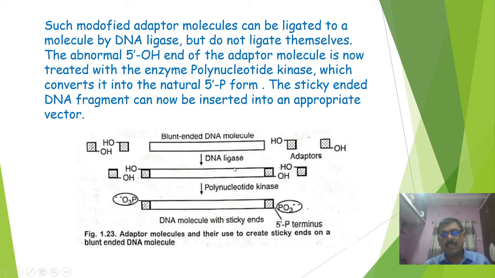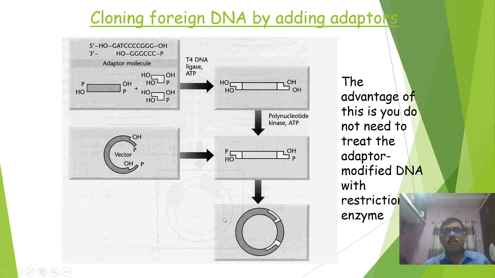So that is how these attach with the help of DNA ligase. Again after that, the hydroxyl group from both the 5' ends is removed, or substituted by phosphate, with the help of the enzyme polynucleotide kinase. So in this manner adapters can be utilized to make a blunt ended DNA molecule into a sticky ended DNA molecule, which can be ligated with the vector molecule very efficiently. This is the cloning of foreign DNA by adding an adapter molecule.